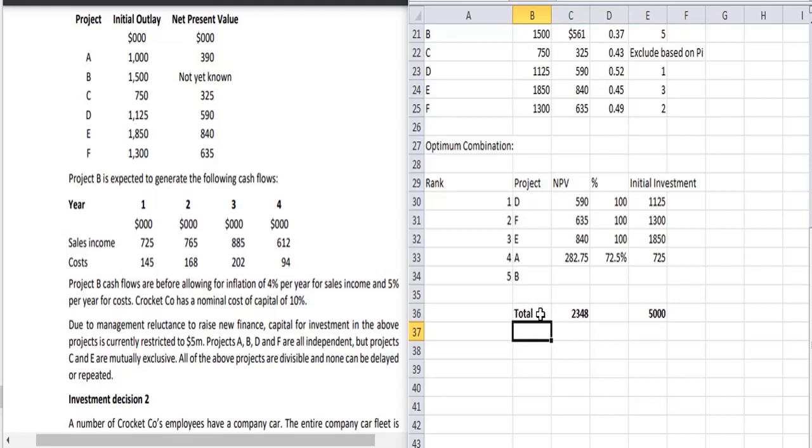So this is our optimum combination, and you have to write in the answer that after investment in projects D, F, E, we have only 725 left, which is invested accordingly in A. It means 72.5% in A, and NPV is calculated accordingly. So our optimum combination is projects D, F, E and 72.5% of A, which is giving the NPV of 2348. Okay.